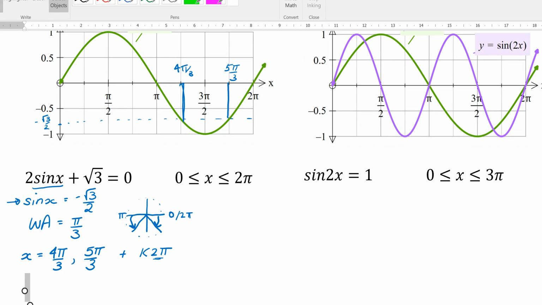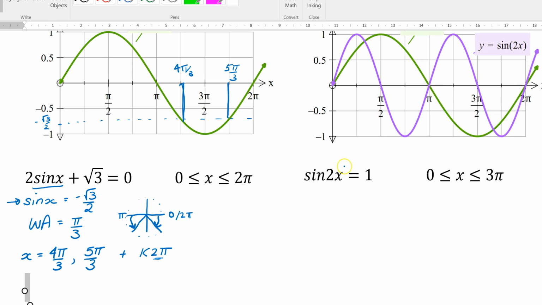Right, let's move on now to a slightly different one. It's still sine, but this time we've got the 2x. With your knowledge of sine graphs and what things affect the amplitude, the period, your vertical translation, all that sort of stuff, we should realize that this 2 in front of the x makes our original sine graph here, the green one.